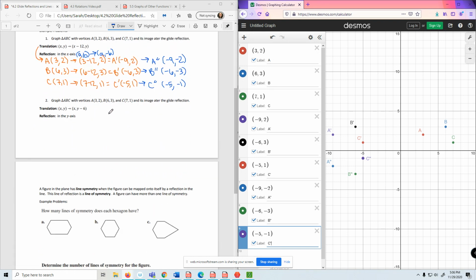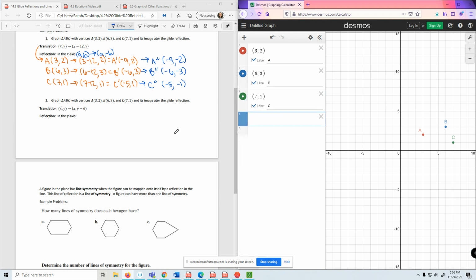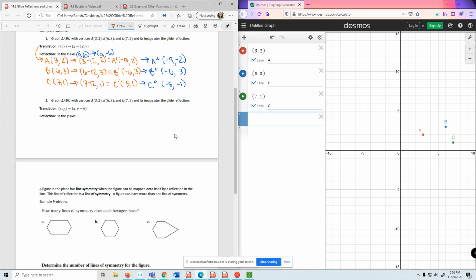Let's try one more. It's the same starting triangle, so I'm going to keep A, B, and C in Desmos. I'm not going to type those in again, but I'm going to get rid of A primes, A double primes, and things like that. This time, our translation is (x, y) turns into (x, y minus 6). So x stays the same. We subtract 6 from y. So A, (3, 2), turns into x-coordinate stays the same, so 3. Y-coordinate, we subtract 6. So A prime is going to be 3, and 2 minus 6 is negative 4.